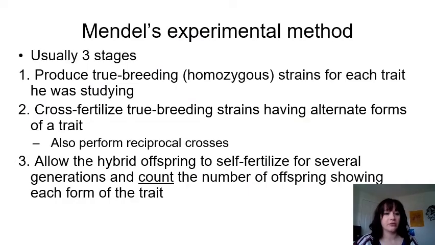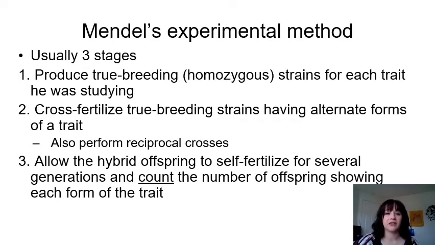So there are three main stages of Mendel's experimental method. First, he would get some true breeding strains for each trait. And so again, they didn't know what chromosomes were back then, homozygous or heterozygous. And so what we consider homozygous is called true breeding. So homozygous dominant plant or homozygous recessive plant. And then they would cross-fertilize these true breeding strains.